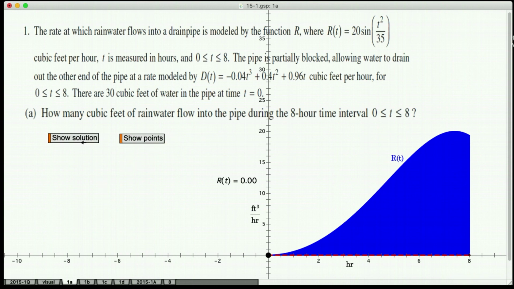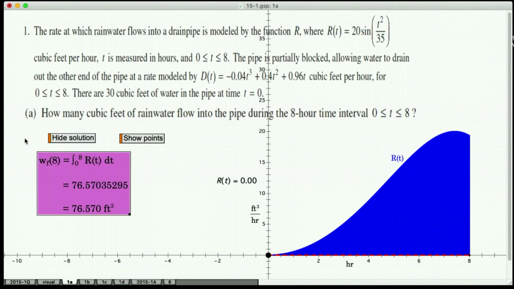There's your answer. So remember now, the amount of water that flows in is the definite integral under this function. So the amount that flows into the pipe up to time t equals 8 is the definite integral of R(t) dt. And again, this is volume of water. This is feet cubed per hour, dt is in hours, and you get feet cubed, so the units work out nicely.